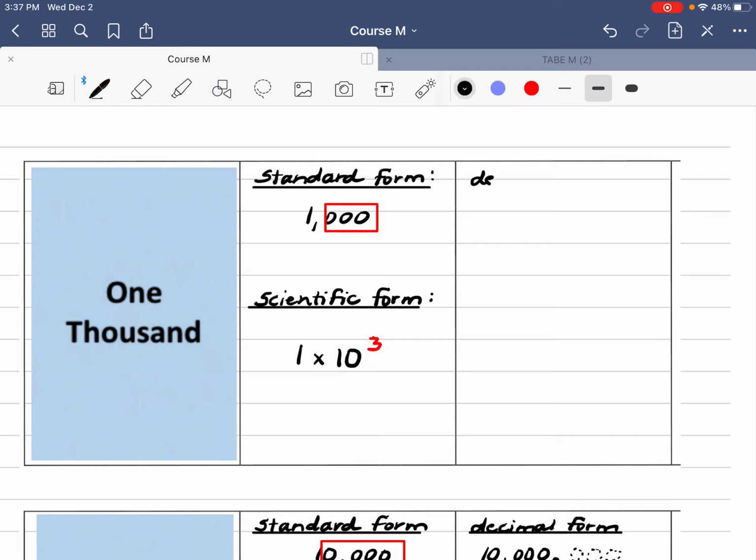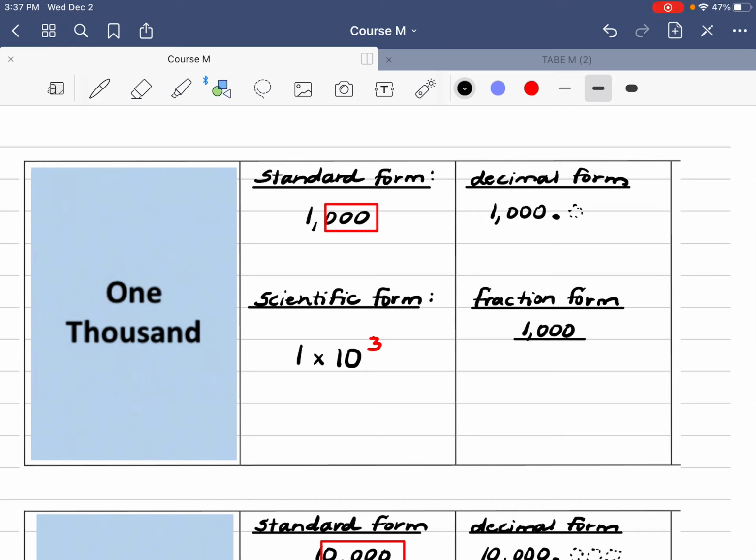Decimal form is going to be standard form, a decimal, and then any zeros that you want to add, or you don't have to add any. That's okay. And then fraction form is going to be standard, but it needs a denominator of 1.